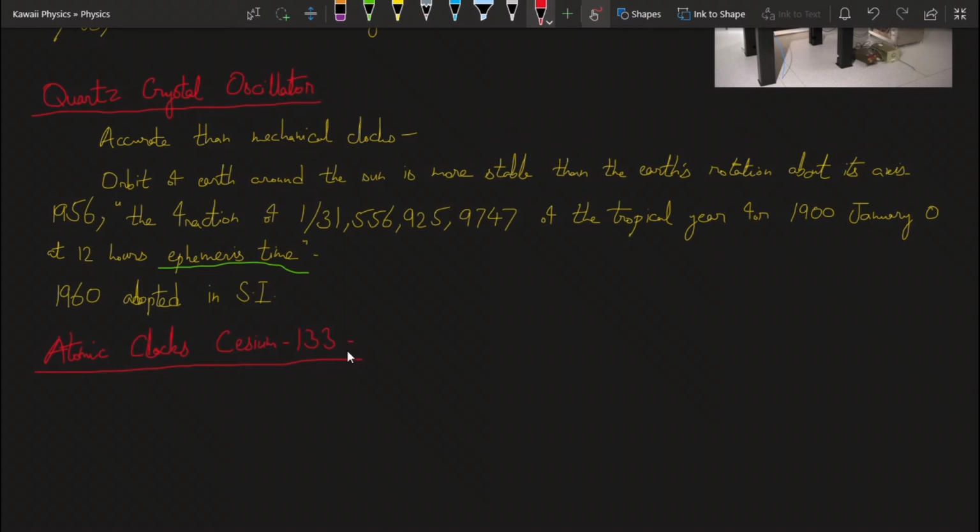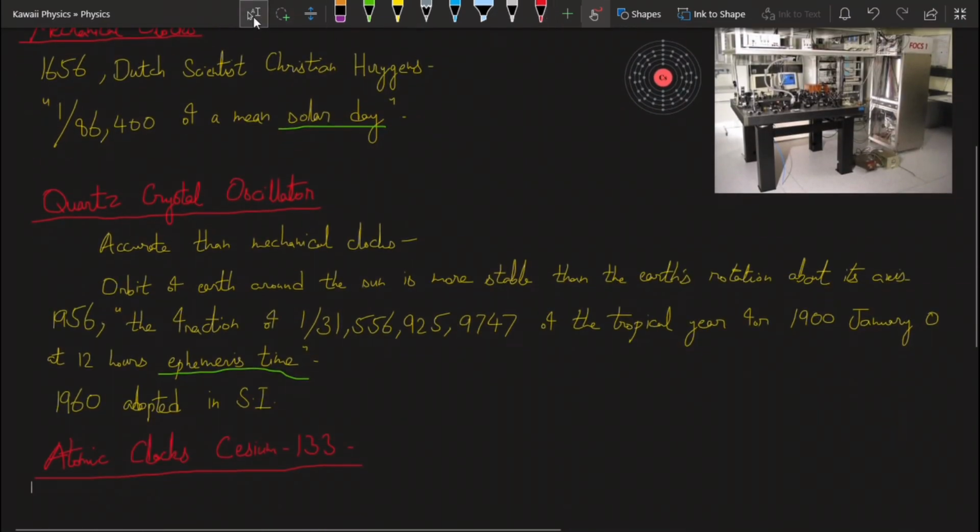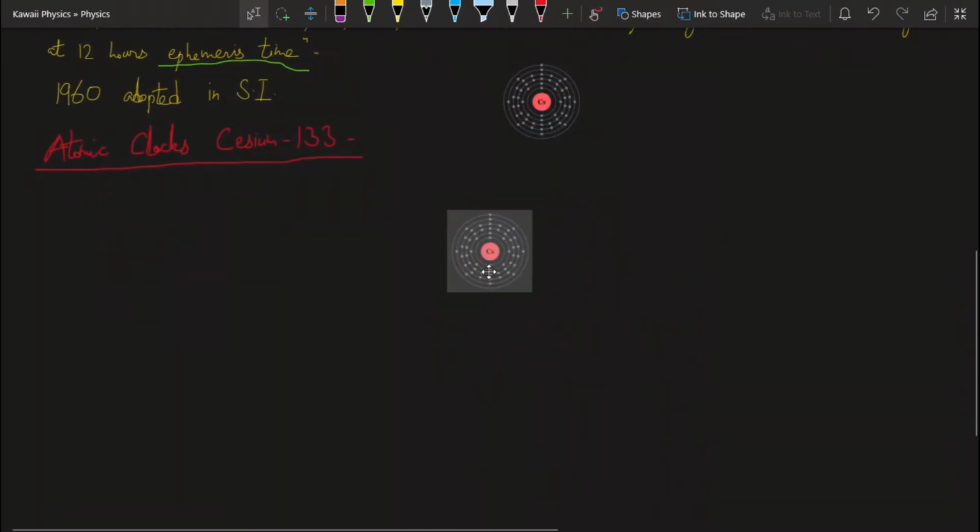We know about the energy levels of an atom, the energy states. The electron goes to a higher level when it has absorbed energy, but it goes to a lower orbit when it releases energy. So it was based on this. But why choose Cesium-133? Let me just grab this image. I'm gonna make it large.